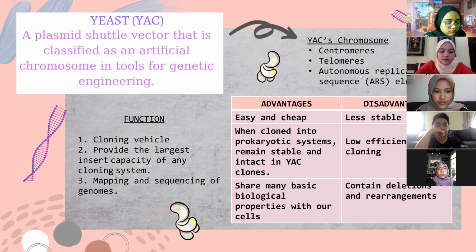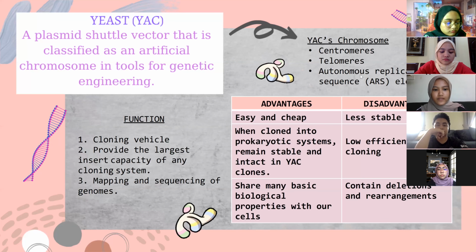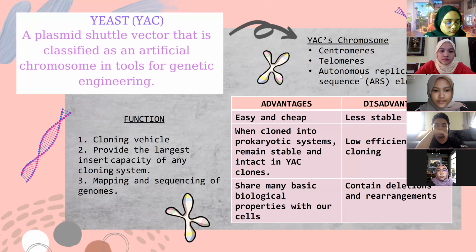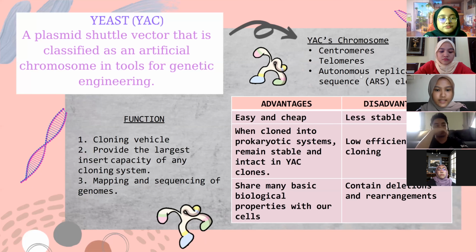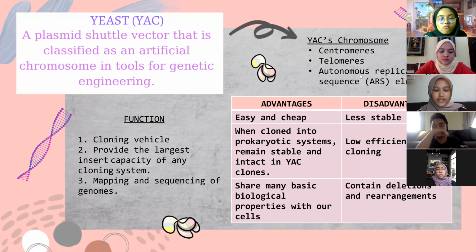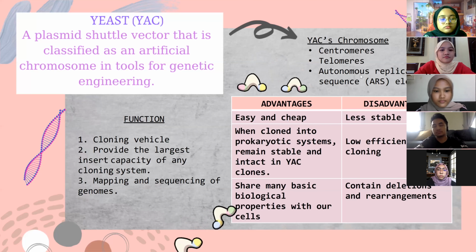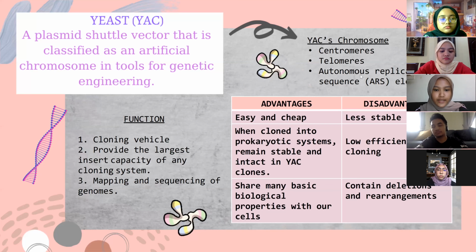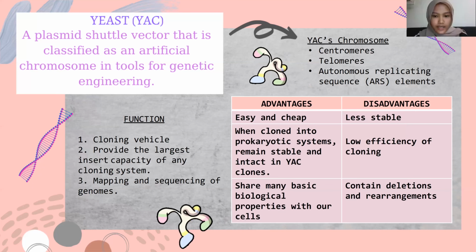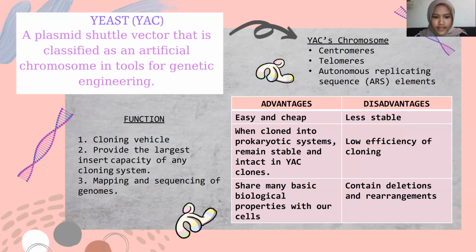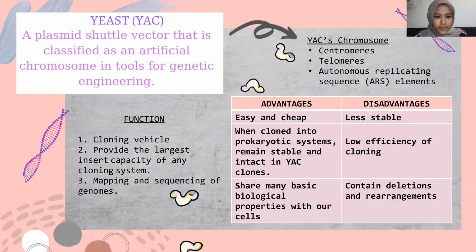Okay, I'll move on to the functions. The first function is that it is a cloning vehicle. Second, it provides the largest insert capacity of any cloning system. This is because a YAC is used to clone DNA fragments that are larger than 100 kb and up to 3000 kb. And then the third function is physical mapping of genomes.